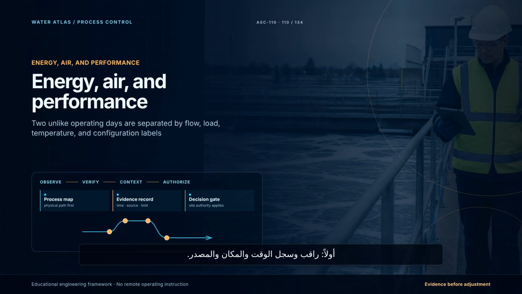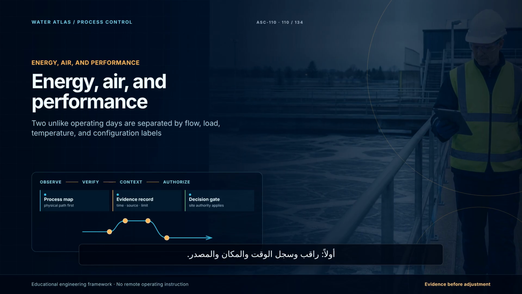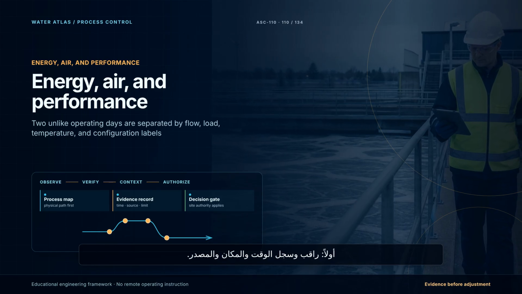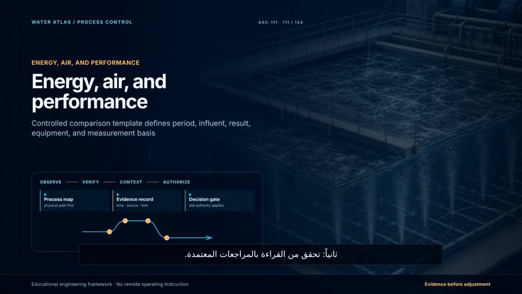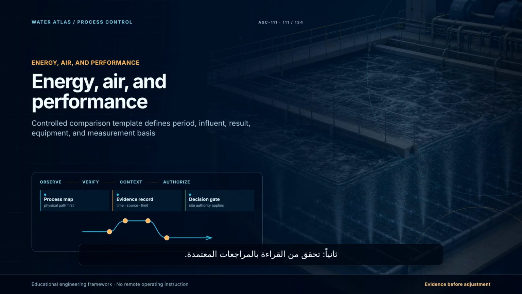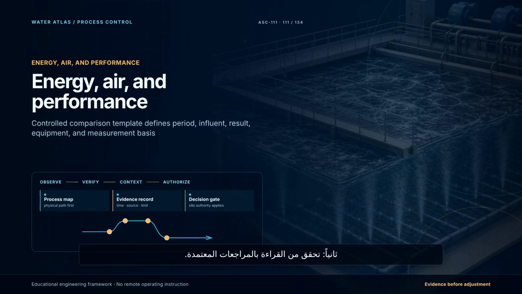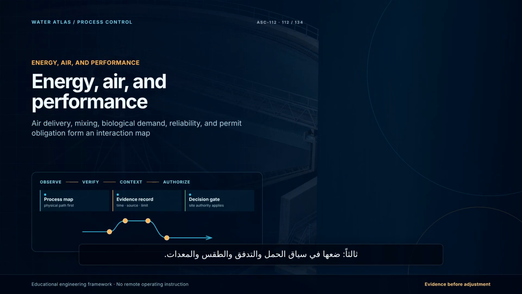Aeration can be a major operational focus because air delivery, mixing, biological demand, equipment condition, and energy use interact. But energy optimization cannot be separated from effluent performance, equipment reliability, safety, and permit obligations. A change that reduces power while weakening treatment is not automatically an improvement.